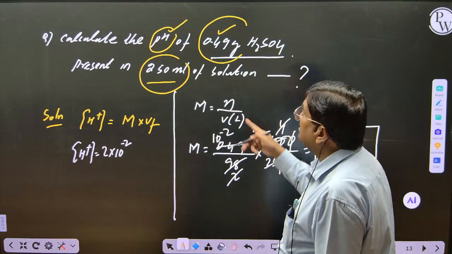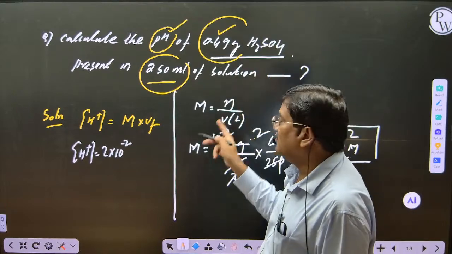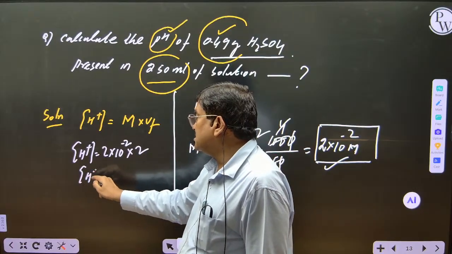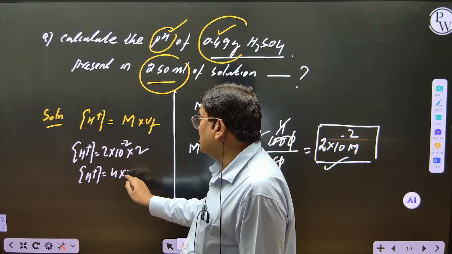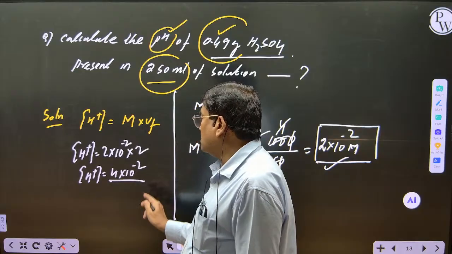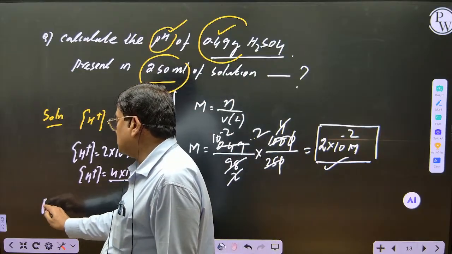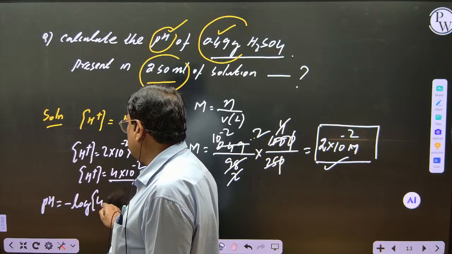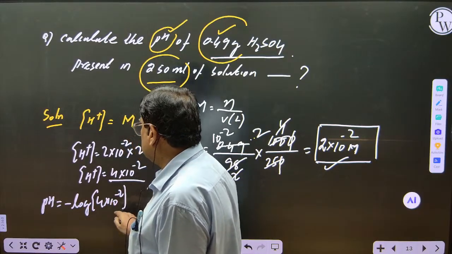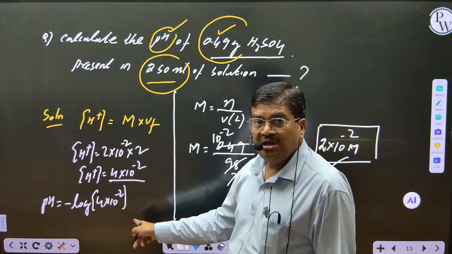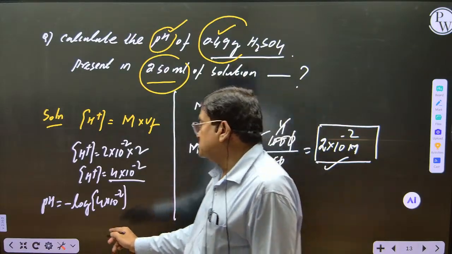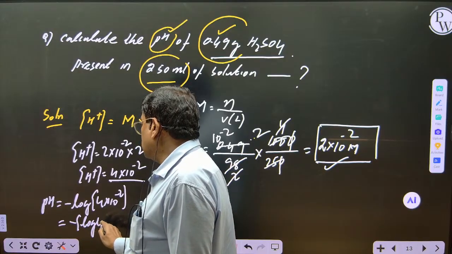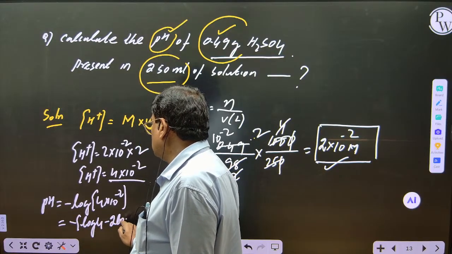So H plus ion is equal to 2 into 10 power minus 2, what we got here. This I have to multiply with the valency factor. How many replaceable hydrogens are there? 2. So H plus ion concentration will be 4 into 10 power minus 2. Now to this we apply pH. Now apply pH, students: minus log of 4 into 10 power minus 2. This is in the form of log A into B, log A power n form. So how do I expand? Minus log 4 minus 2 log 10, can I write, no?